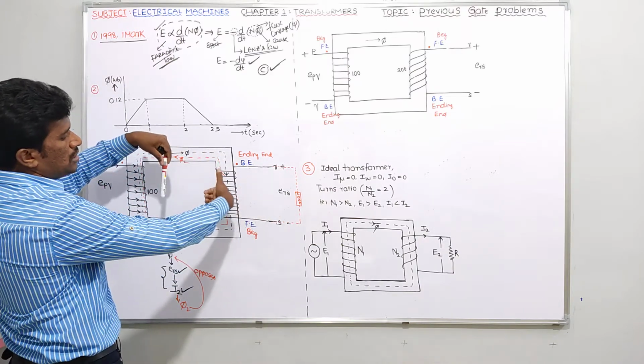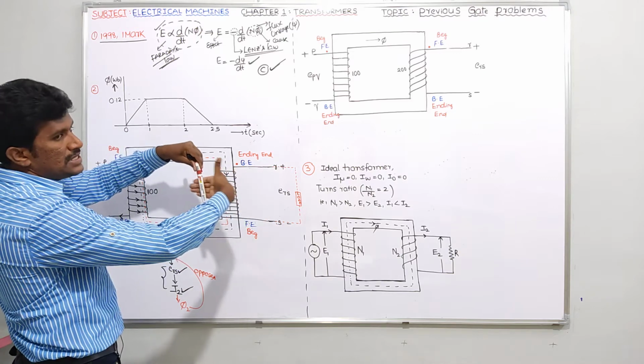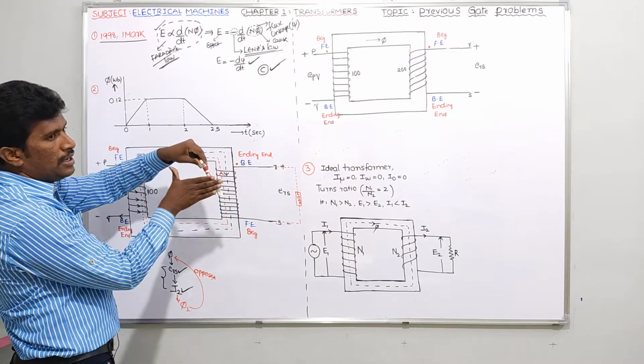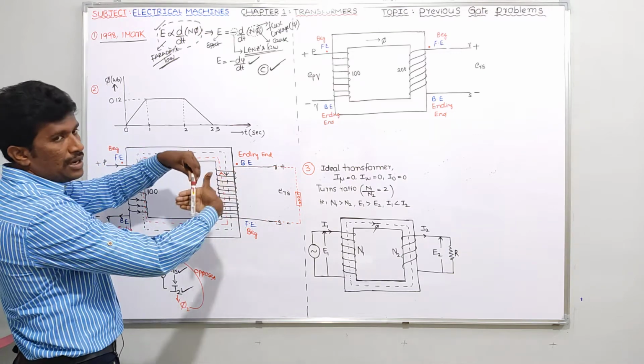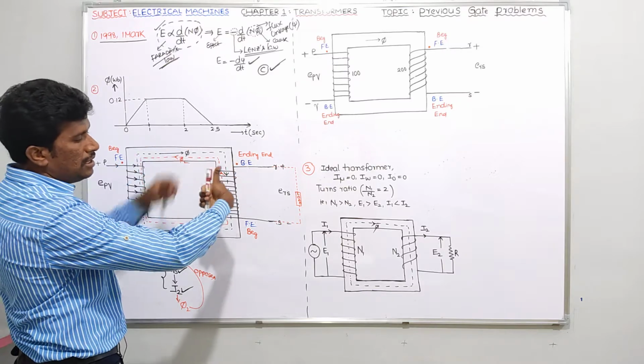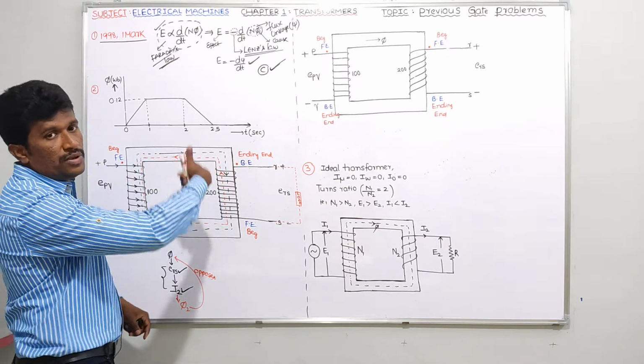If I show the thumb upwards, tell me where current is entering in a core. Is it the back end or the front end? It is entering at the back end, no? Back end. It is entering at the back end, then only the flux will be upwards, then only the thumb will be upwards.